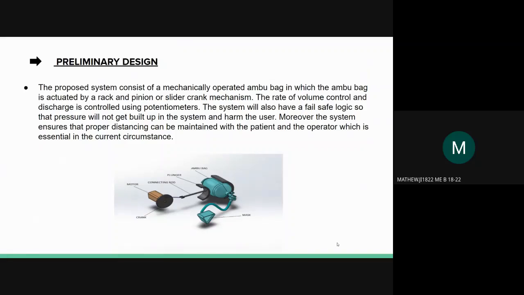Preliminary design. The proposed system consists of a mechanically operated Ambu in which the Ambu is actuated by a rack and pinion or slider crank mechanism. The rate, volume control and discharge are controlled using potentiometers. The system will also have a fail-safe logic so that pressure will not build up in the system and harm the user. Moreover, the system ensures that proper distancing can be maintained between the patient and the operator, which is essential in the current circumstances.